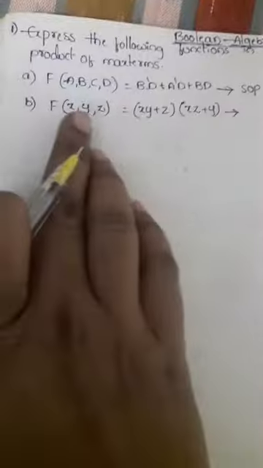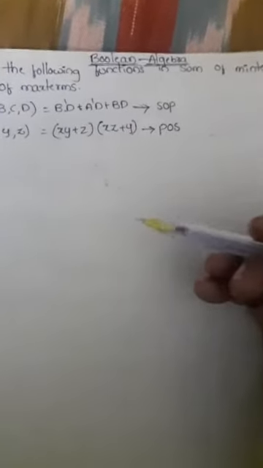Now in the second function, just observe, is it POS or SOP? The function of xyz equals xy plus z into xz plus y. This is nothing but product of sum, so the second expression is in the form of POS. Now what are the rules to follow for simplifying an expression into sum of minterms? First, we'll see the rules for the sum of minterms.